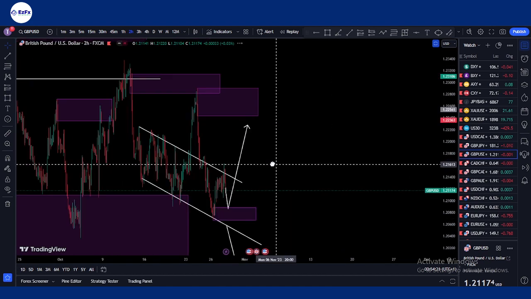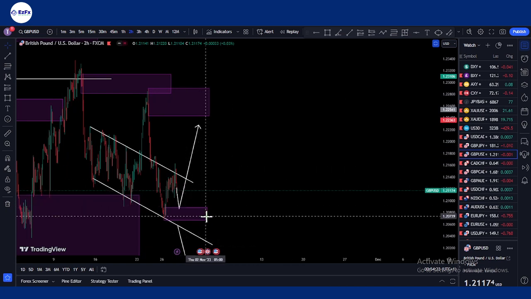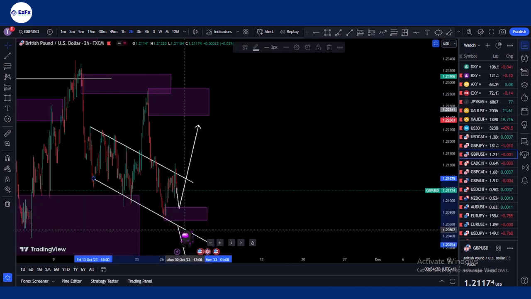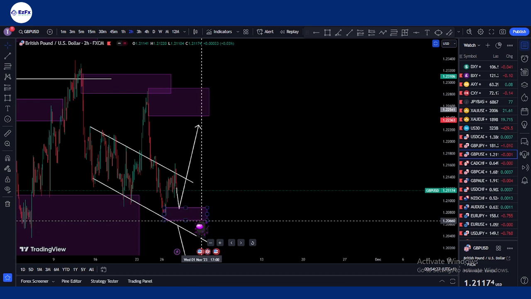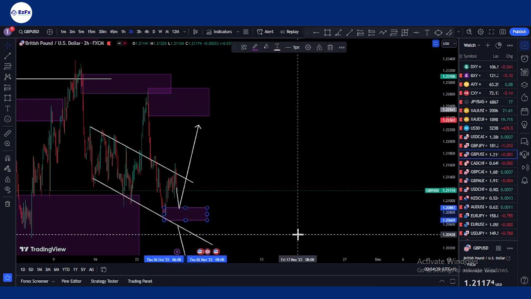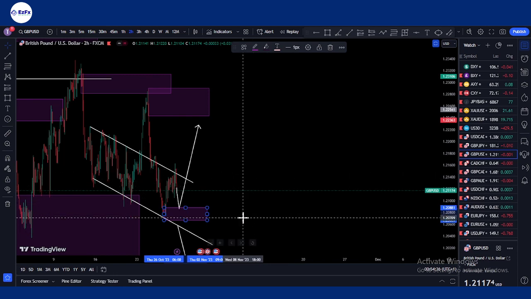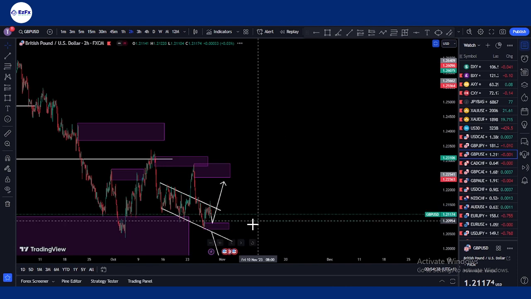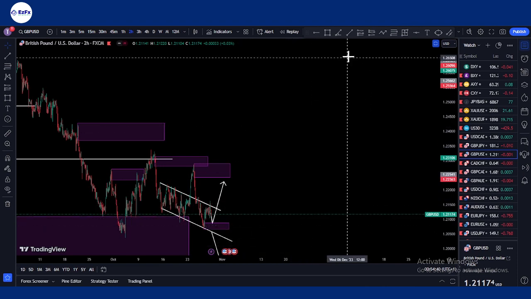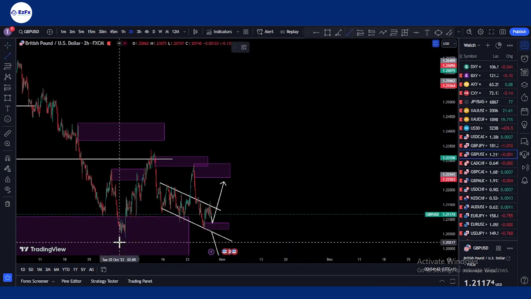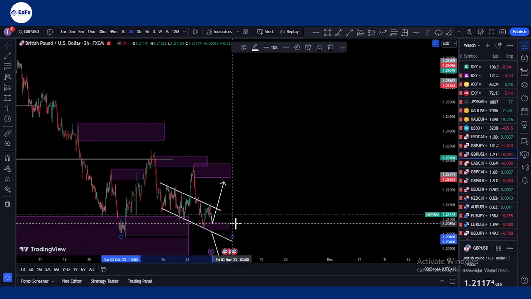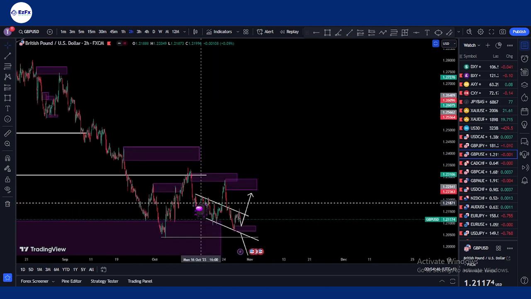Scenario two would happen if we get to see price break below this trend line, or below this zone. This zone is between 1.20881 and 1.20669. So in the eventuality that we get to see price break below that zone, then definitely I'll be watching out for price to continue bearish. All right, so I hope that is clear for GBP USD.